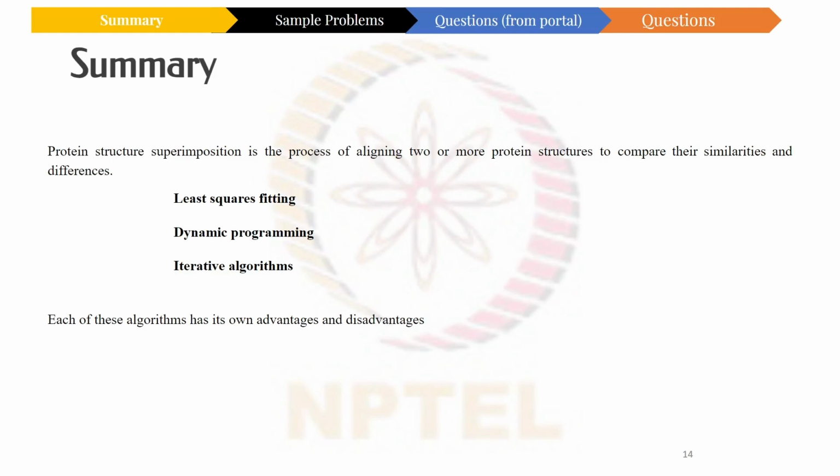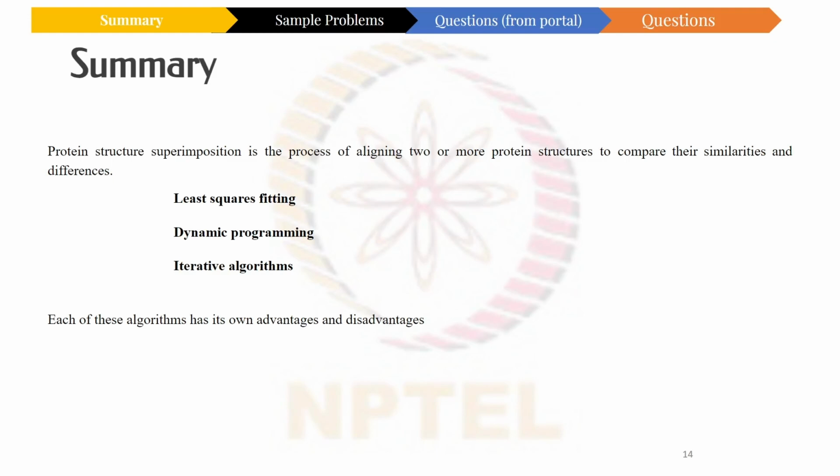So this is how least square fitting overlapping happens. That is, it tries to reduce the distance between the two C alpha atoms. While this method is quick and straightforward, it might miss some finer details of the structures.